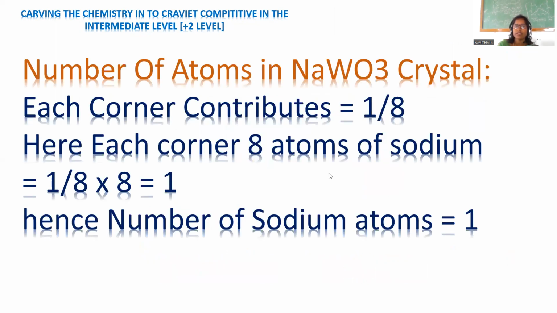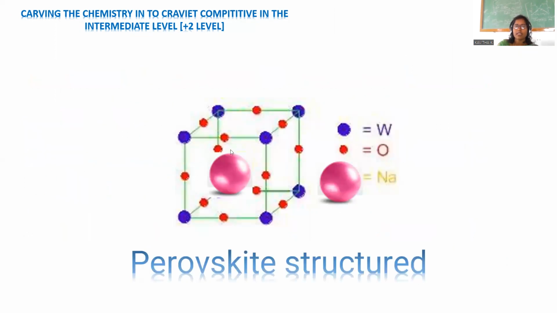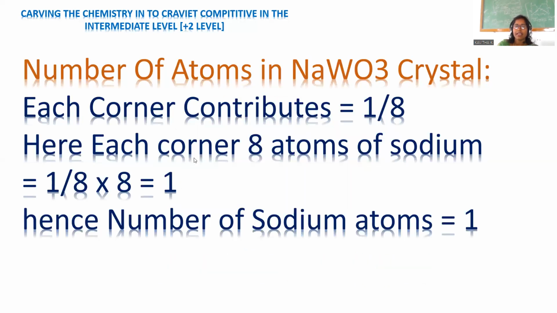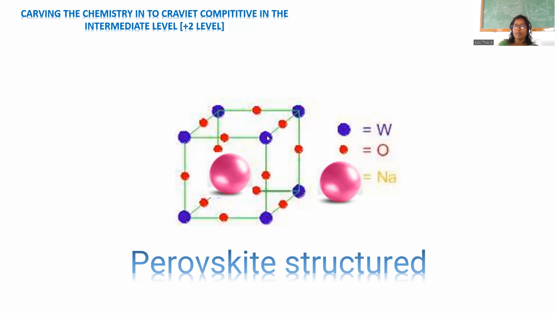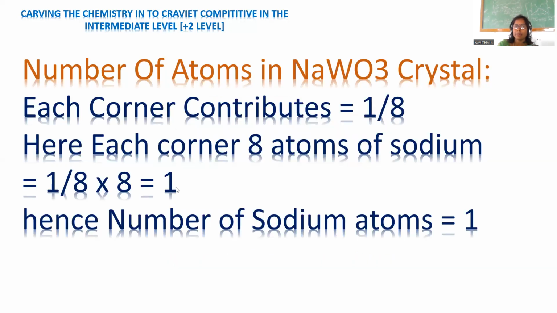So first of all, let's go with the tungsten atoms. Tungsten atoms are located at each corner of this cube. How many? 1 2 3 4 5 6 7 8 atoms are there, and each atom contributes 1 by 8. So 1 by 8 into 8 will become 1 only. Each corner contributes 1 by 8 only, so the number of tungsten atoms is only 1.